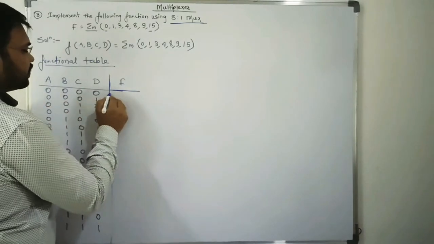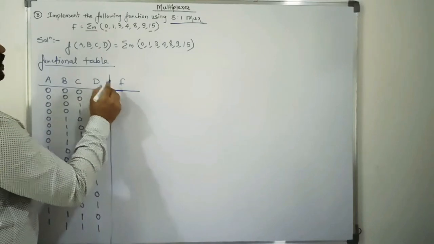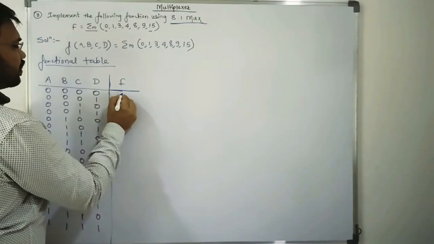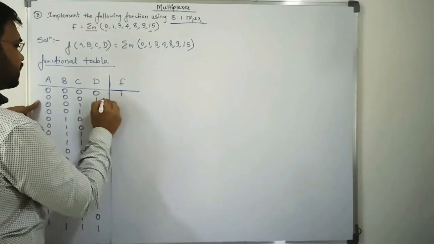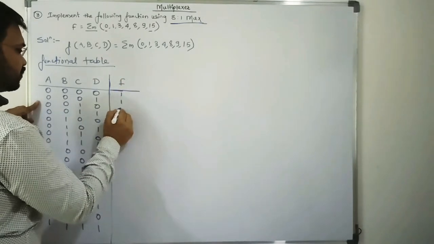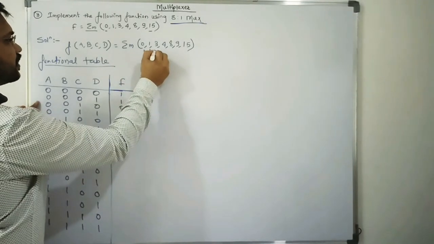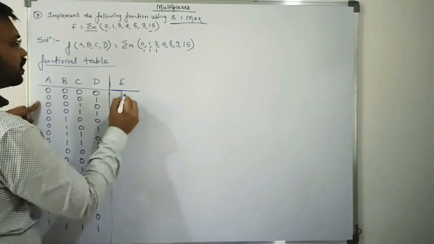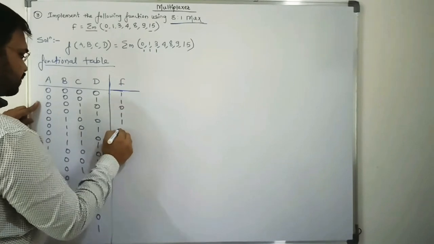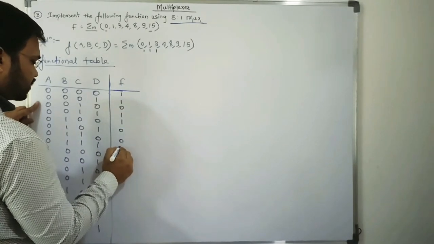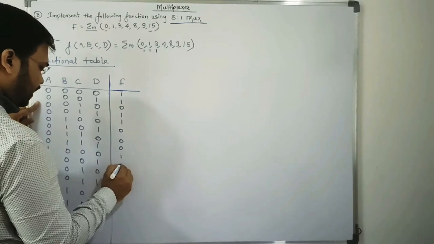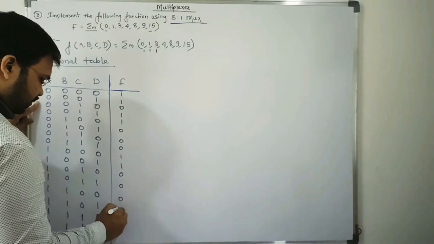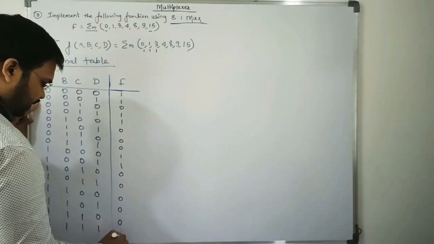So here the function, one by one, as per the given function: for 0 it is going to be 1, for 1 it is 1, for 2 it is 0, for 3 it is 1, so it is 1 1 0 1. Next is 4, it is 1, 5 is 0, 6 is 0, 7 is 0, 8 is 1, 9 is 1, 10 is 0, 11 is 0, 12 is 0, 13 is 0, 14 is 0, and 15 is 1.